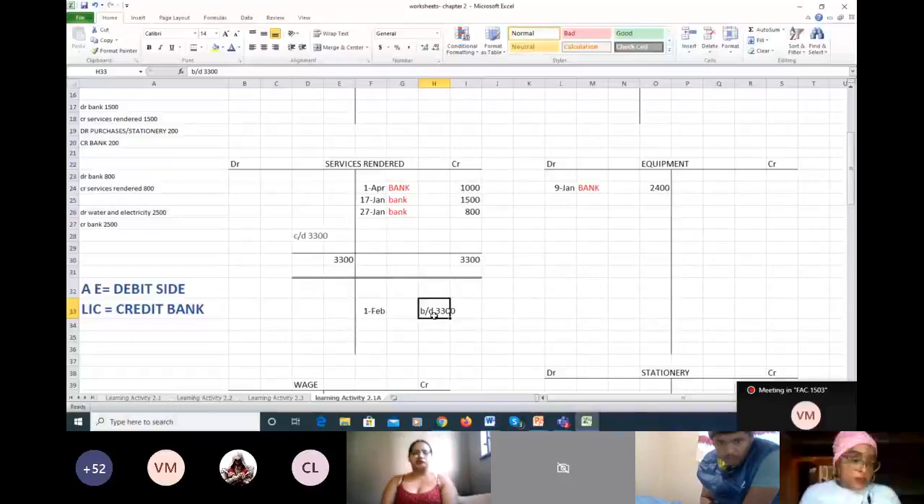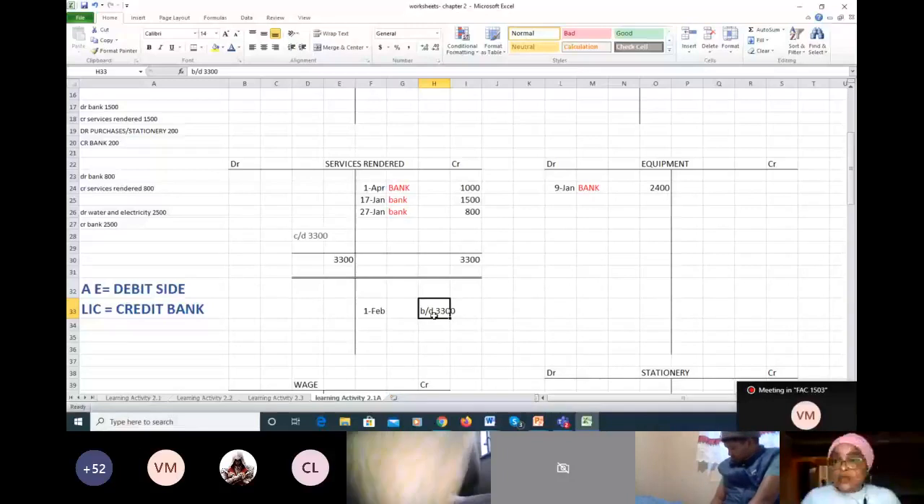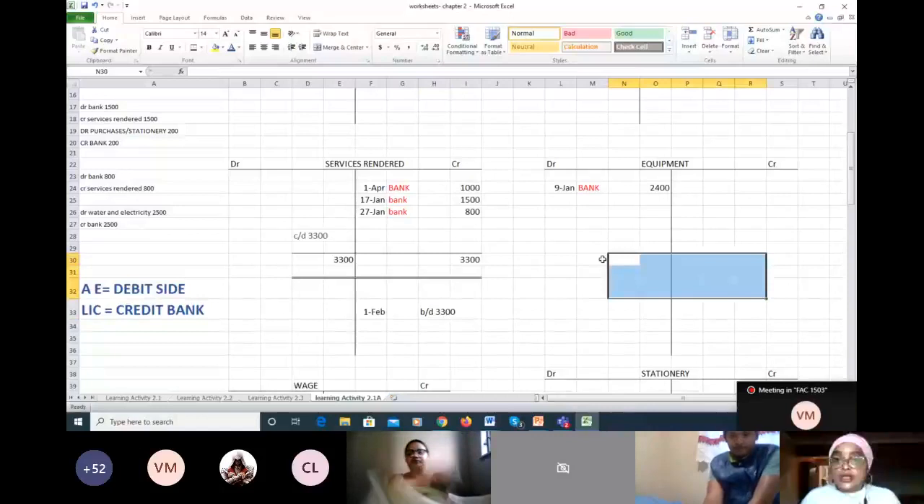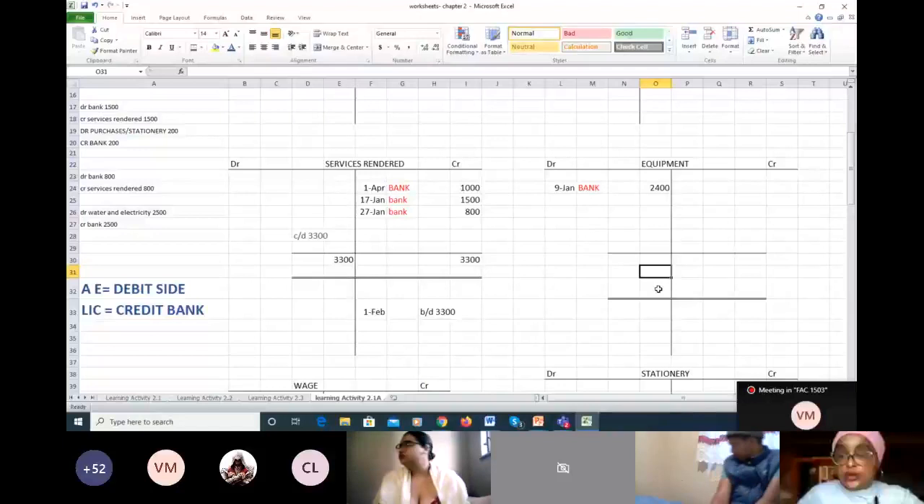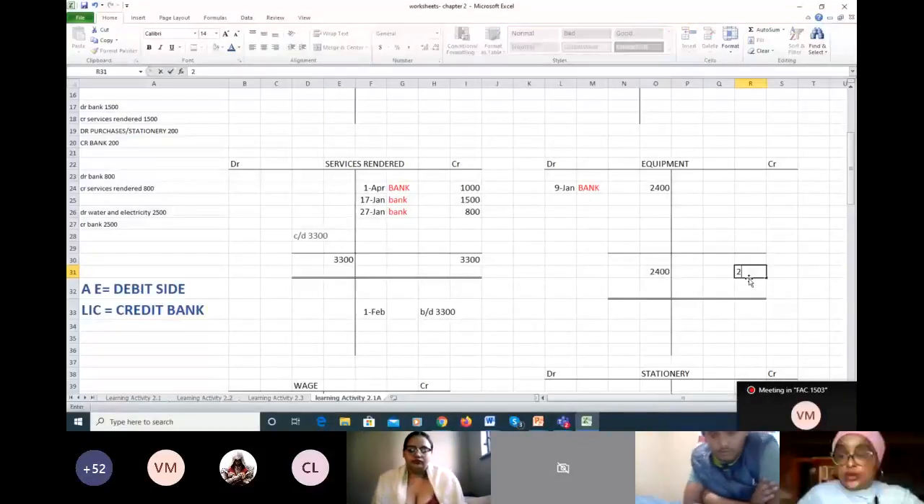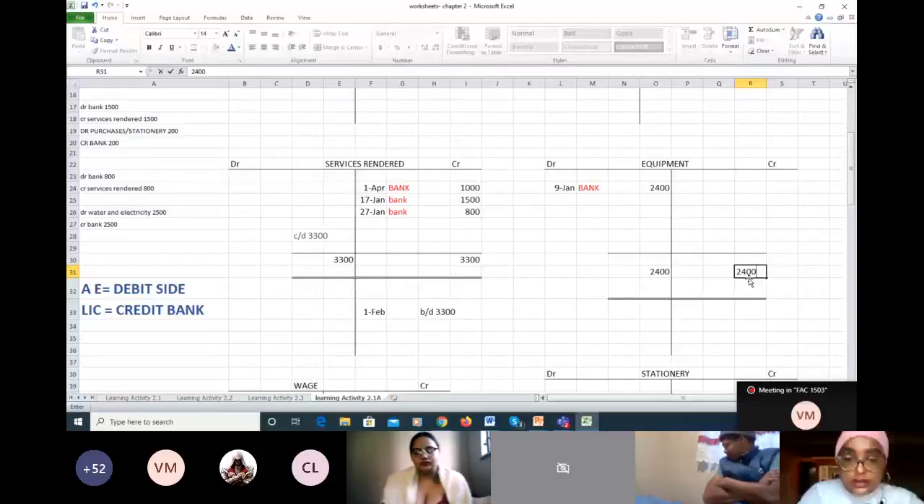Equipment, same story. You're going to close it off. Let me just close it off. Okay. So 2,400. 2,400 is higher than naught. So 2,400 minus naught in effect is 2,400. So you're going to carry down 2,400, and let's just draw it down here.